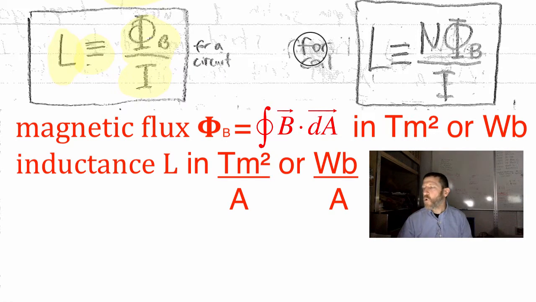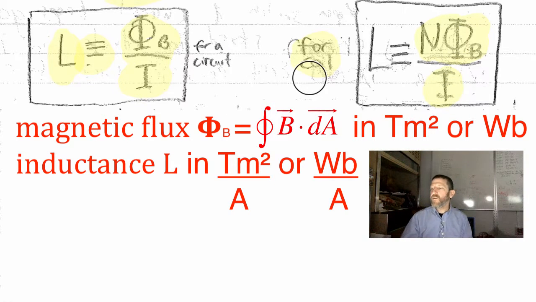For a coil, it makes sense that the inductance of a coil is the number of turns times the magnetic flux through the coil per amp. So for a coil, the inductance is defined the same as over here, as long as you remember that when you have more than one turn, you have to count that flux for every single turn. You multiply it by capital N, the number of turns in your coil.